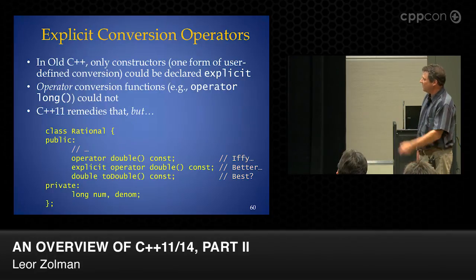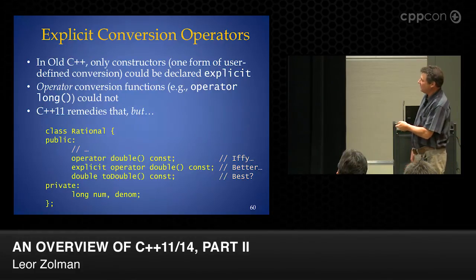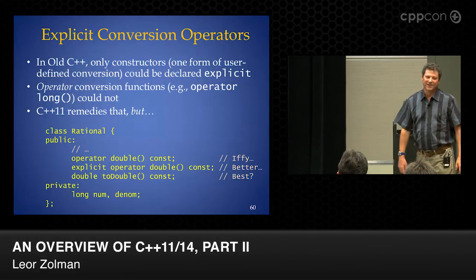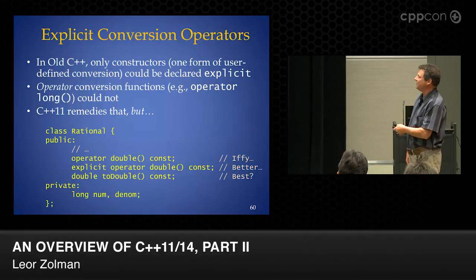In old C++, these were always implicit. So what C++11 added is the ability to declare them explicit, just like constructors. It's an improvement. Now, it won't silently apply one of these. You actually have to ask for it.